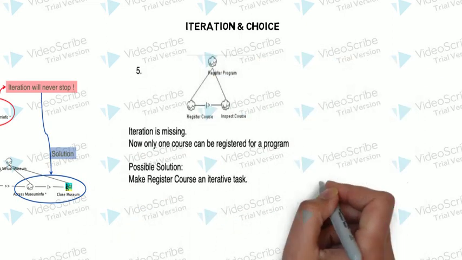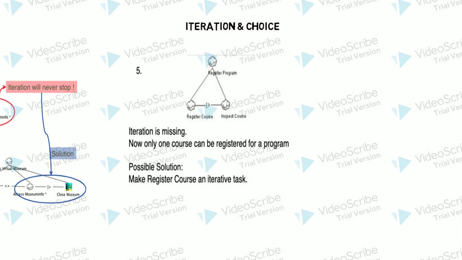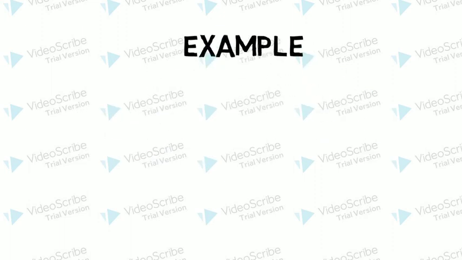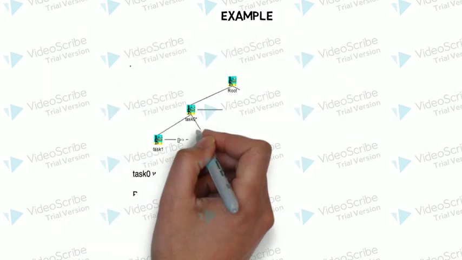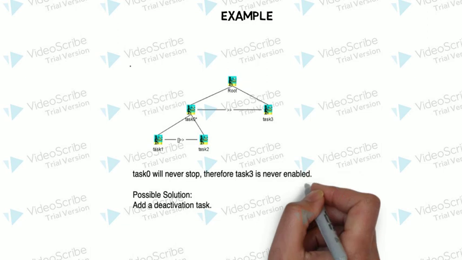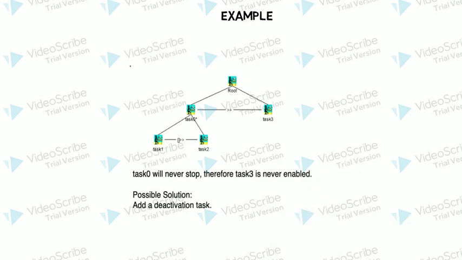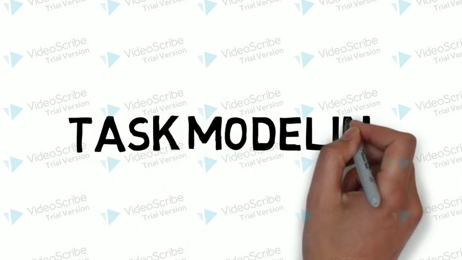The next example is the same, for course registration. With this type of process, only one course can be registered by the program. So a possible solution is to make register course an iterative task. A little more example about this. In this example, we have a route, and this route has four tasks: task 0, task 1, task 2, and task 3. Task 0 will never stop, therefore task 3 is never enabled. So we have to add a user interaction with deactivation task.